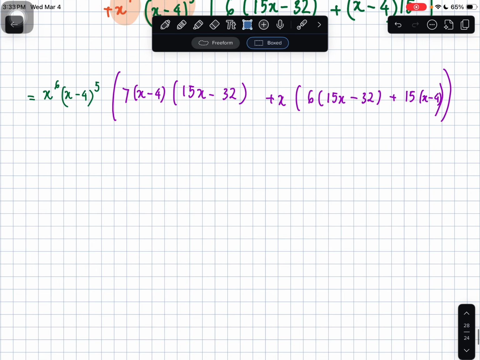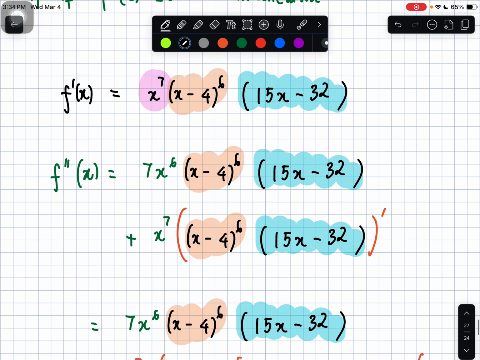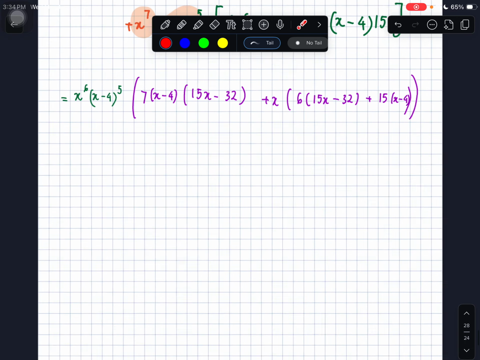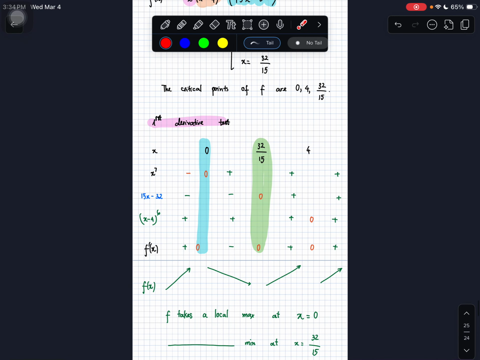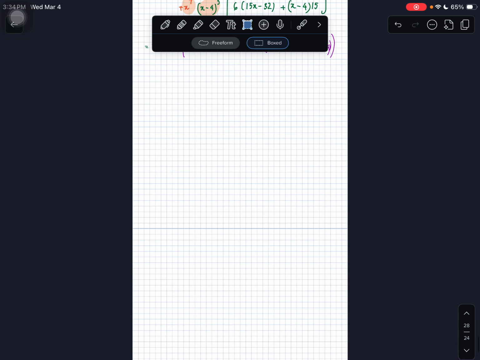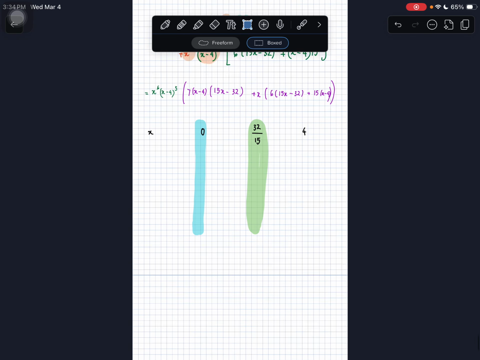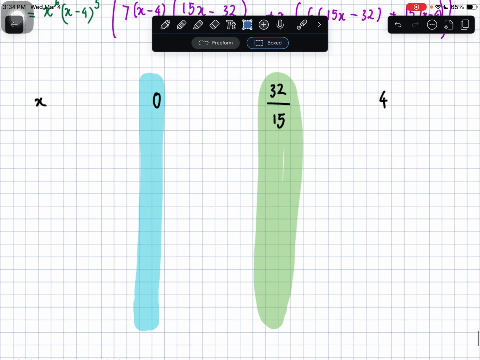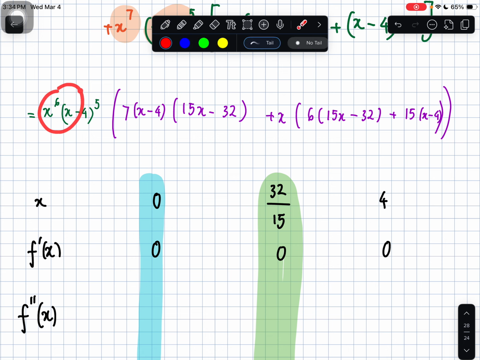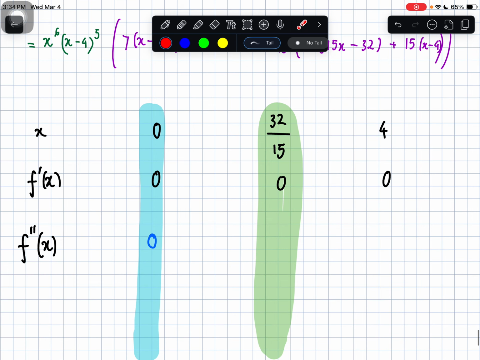Now you need to compute f double prime and see whether it's positive or negative. We have three critical points: 0, 4, and 32 over 15. f prime of x is 0 at each. f double prime at x equal to 0 is 0. So it's inconclusive. The second derivative test cannot say anything here.